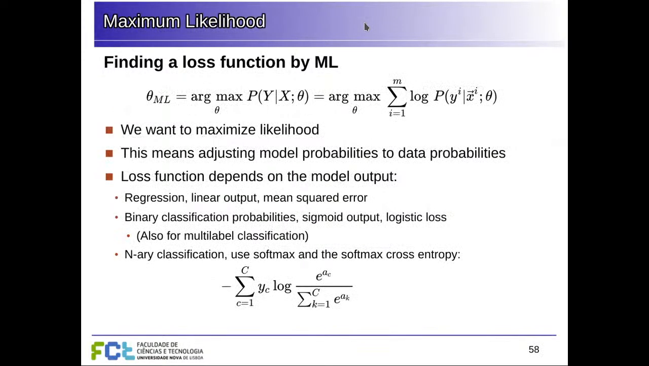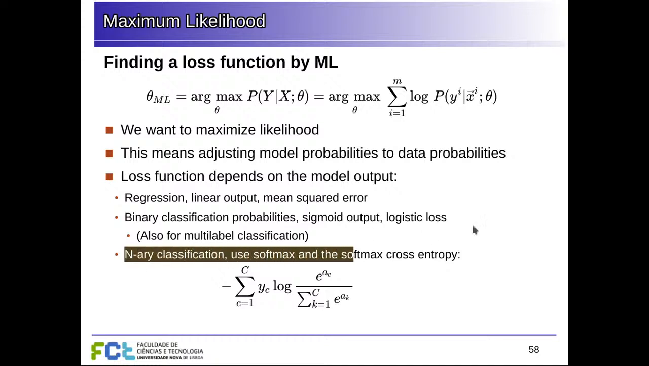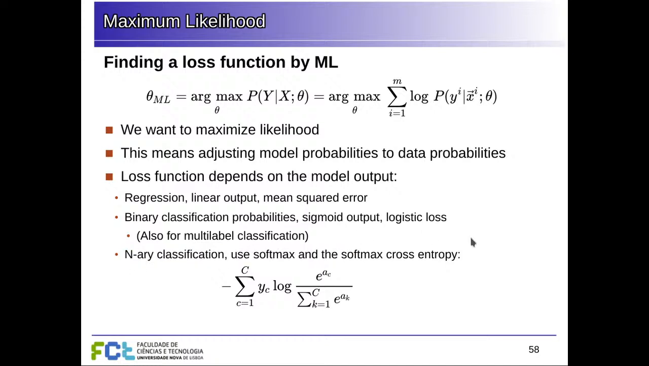And moving on, if we want to find a loss function for binary classification or for regression, we already saw. If we want to find one for a classification with multiple classes, we can use the softmax activation, and then the loss function will be the softmax cross entropy, which is given by this expression here.